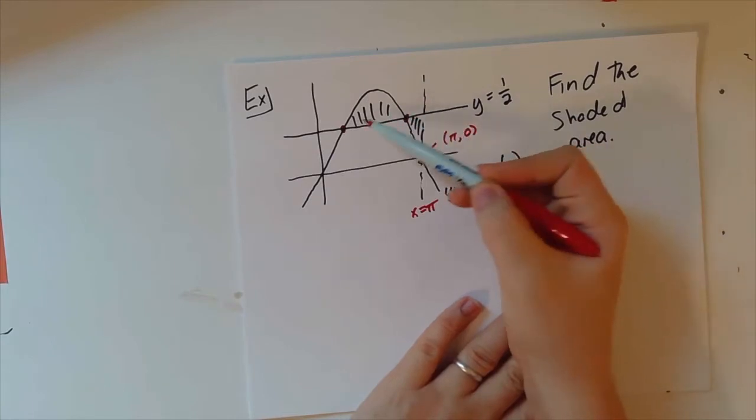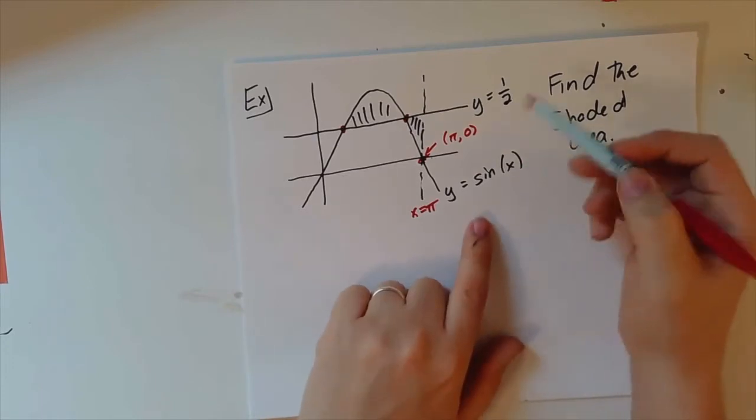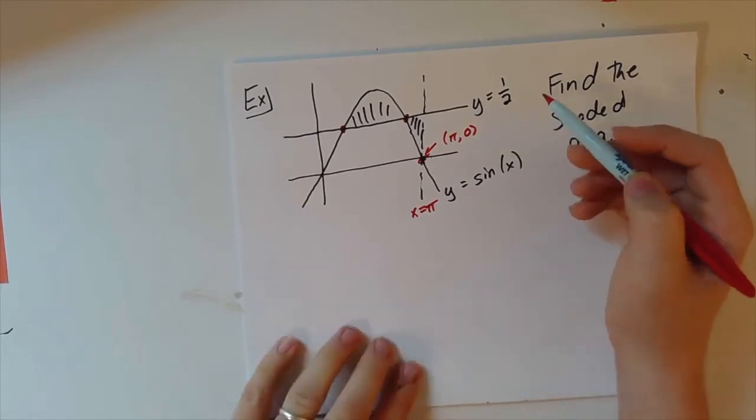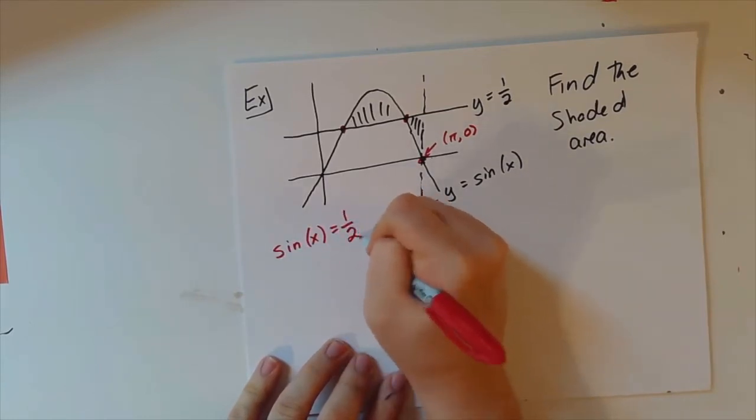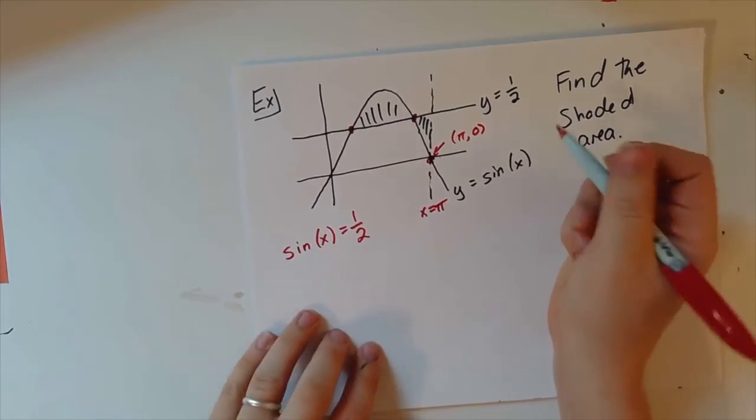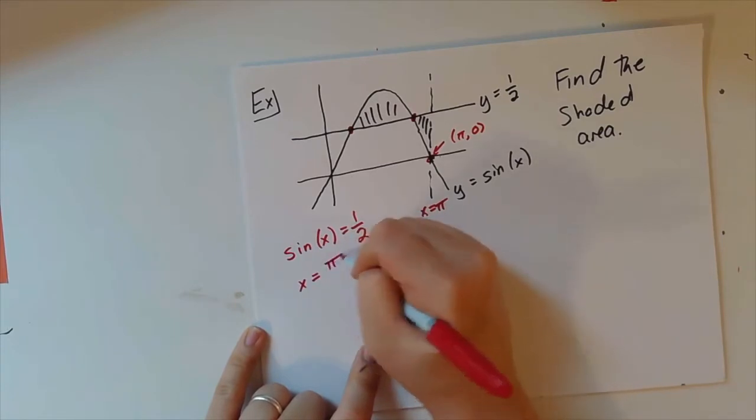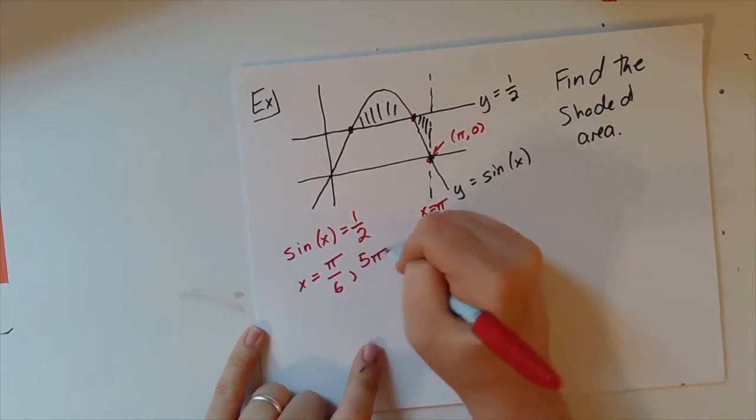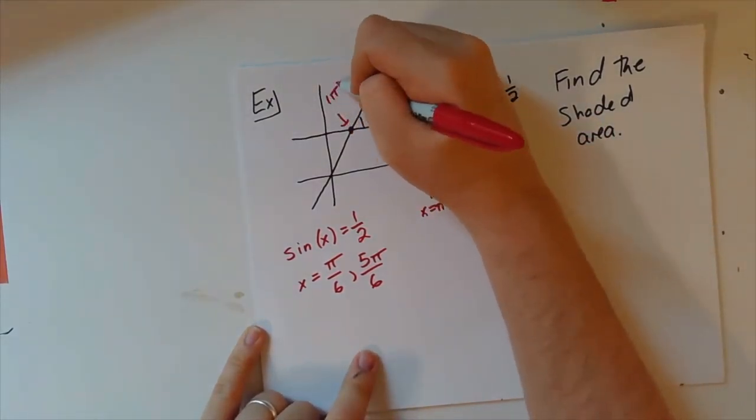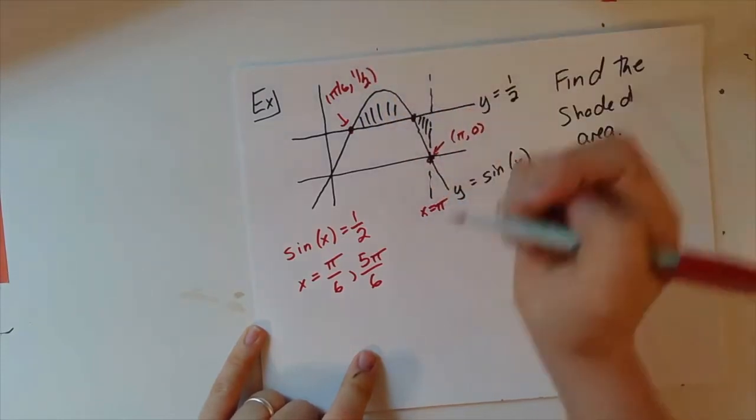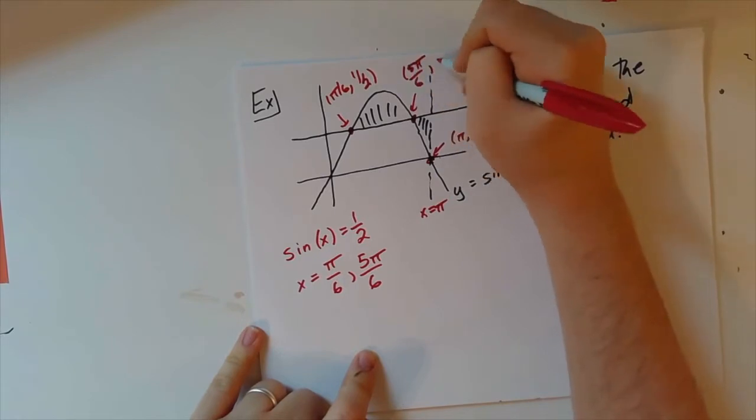Okay. These 2 points, those are where the graph of sine intersects the graph of 1/2. So for that, I need to solve sine of x equals 1/2, which should be a familiar thing that we've done on our unit circle in the past. Namely, this happens at pi over 6 and 5 pi over 6. So this point here is (pi over 6, 1/2), and this point here is (5 pi over 6, 1/2).